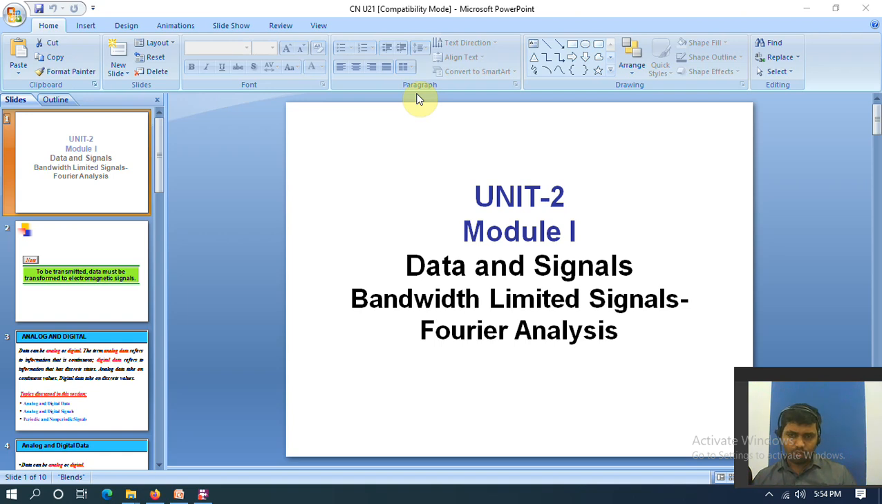Now we are in the physical layer, so we have to provide services to the data link layer. These are the topics we discuss in unit 2. But today we are discussing module 1. In module 1, we cover what is data and what is a signal, what is bandwidth and what are bandwidth limited signals, and what is meant by Fourier analysis. These are the topics we discuss in this session.